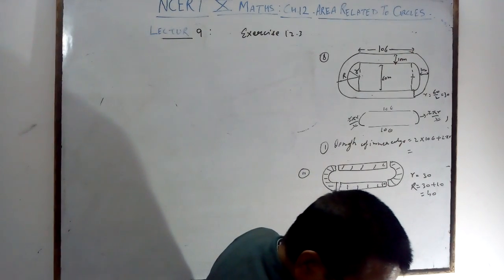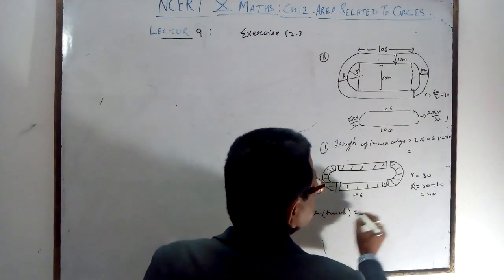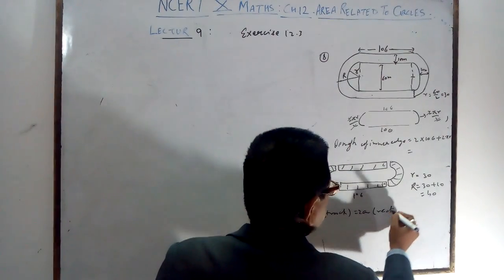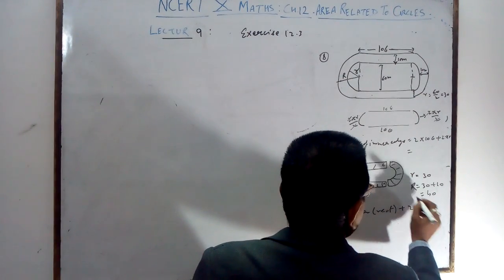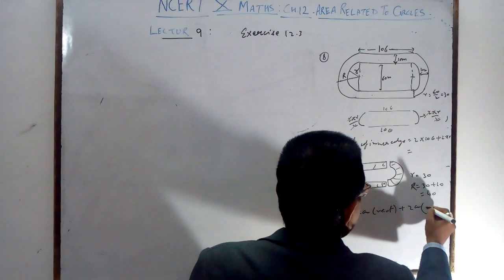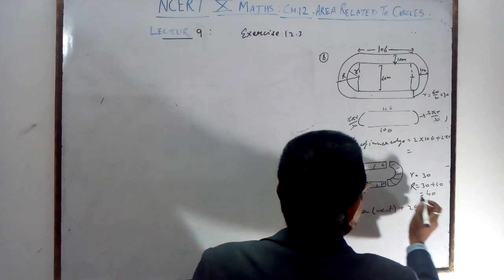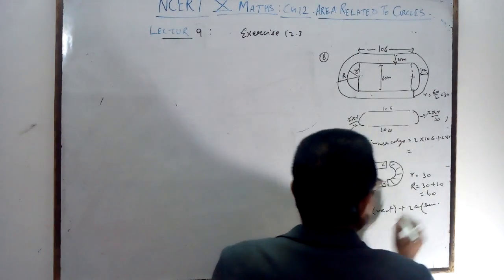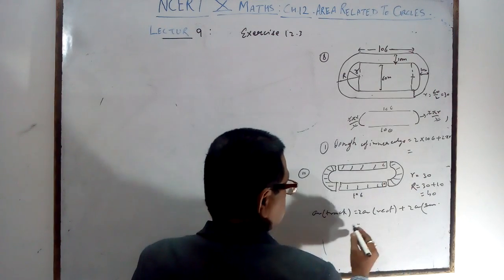Area of the track you want. Find the area of the track. That is twice the area of the rectangle plus twice the area of the semicircle. Semicircle means semicircular region. Semicircle area, that you will get: pi capital R square minus pi small r square.